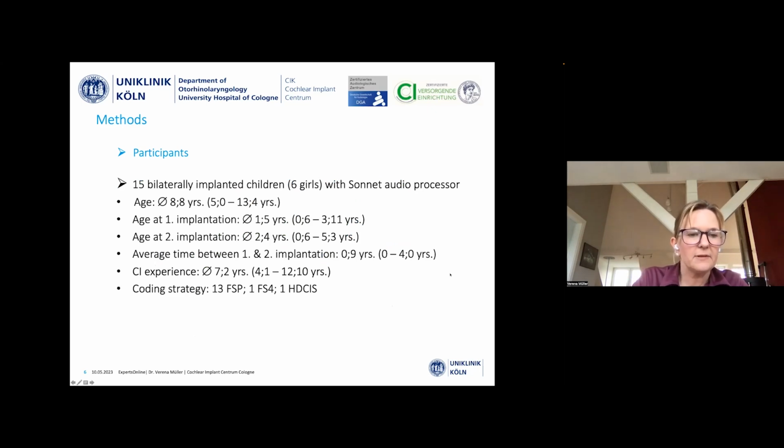These two tests we did with 50 bilaterally implanted children who wore the Sonnet audio processor. Their mean age was 8 years and 8 months. Age at implantation for the first side was around 1.5 years, and the age at second implantation was approximately 1 year later. The average time between the first and the second implantation was around 9 months, but they had a great CI experience, with a mean of 7 years. And the majority of the children used the FSP strategy.